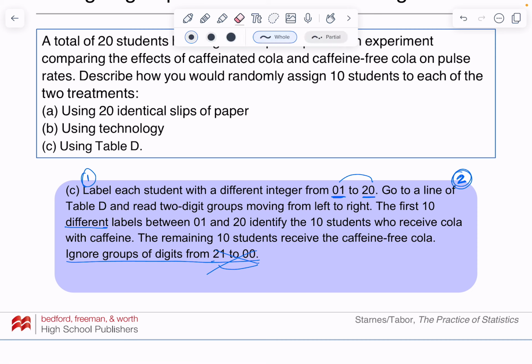But again, it's the same steps as technology. Assign everybody a number. Okay. Have your table identify 10 unique numbers. Okay. And those 10 will get one group. The remaining 10, I guess this will be number 3, the remaining 10 will get the other group.